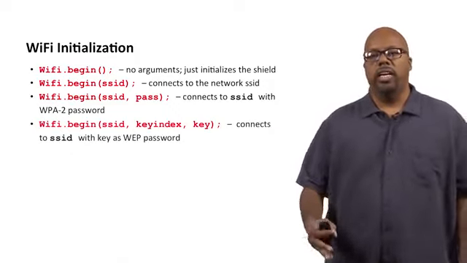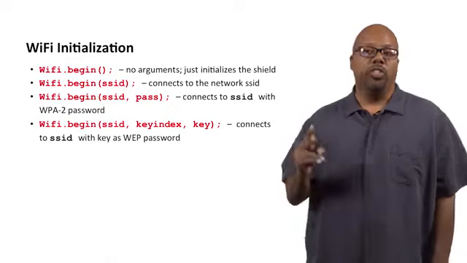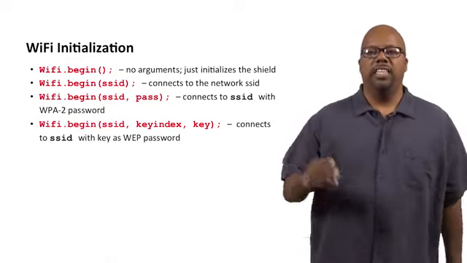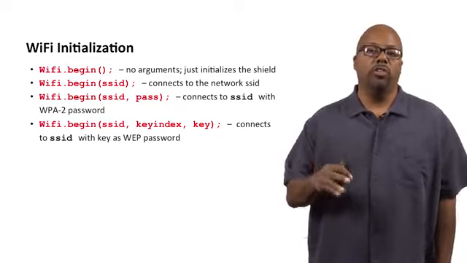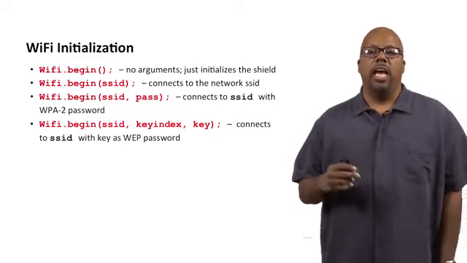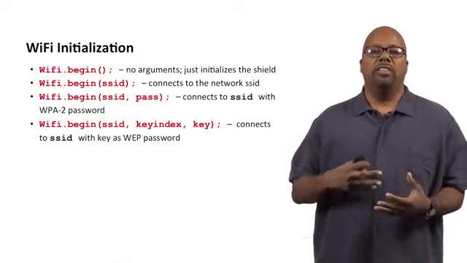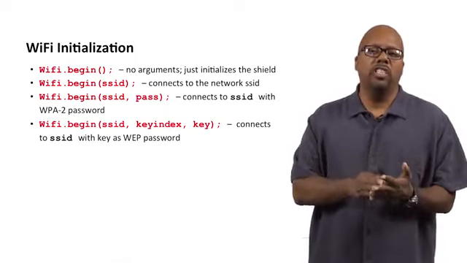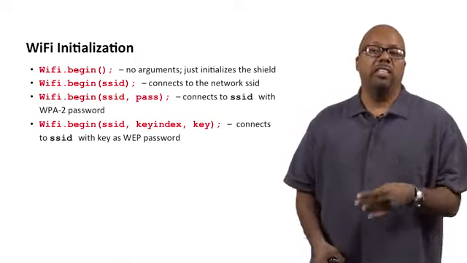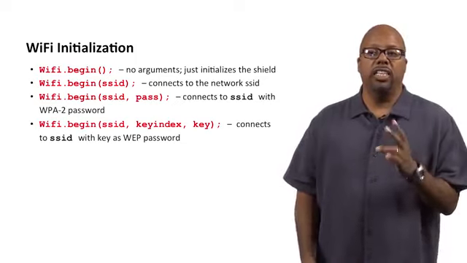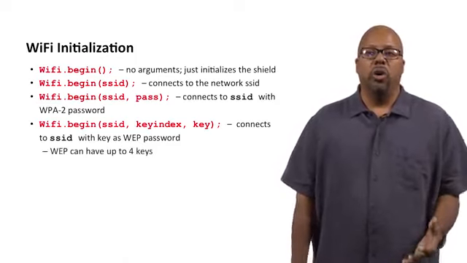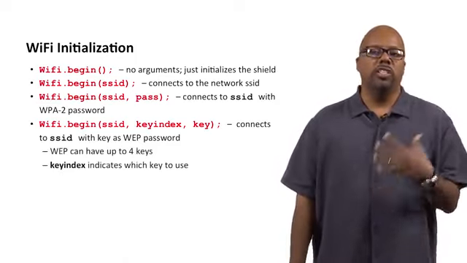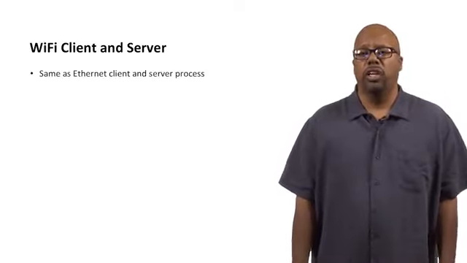Now, another way to do it is to call Wi-Fi.begin with three arguments: the SSID, and then a key index and a key. This is used when the network uses WEP encryption. WEP encryption has several keys. You can have up to 4 different keys to choose from. So key index is going to be the number of the key that you're choosing, and then the key is effectively going to be the password that you're using to get into the network. So all 4 of these options are different ways that you can set up your connection, depending on the type of network that you're using.